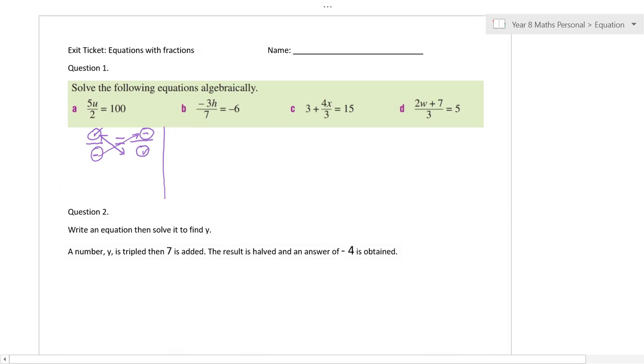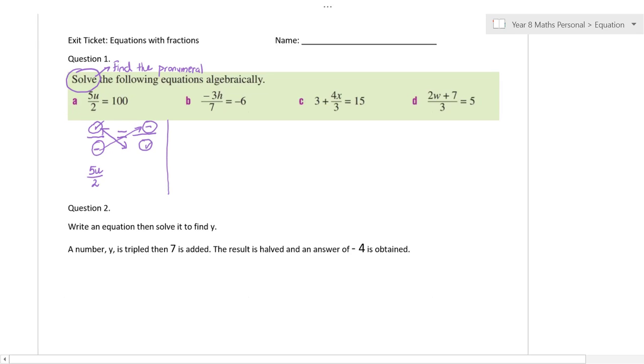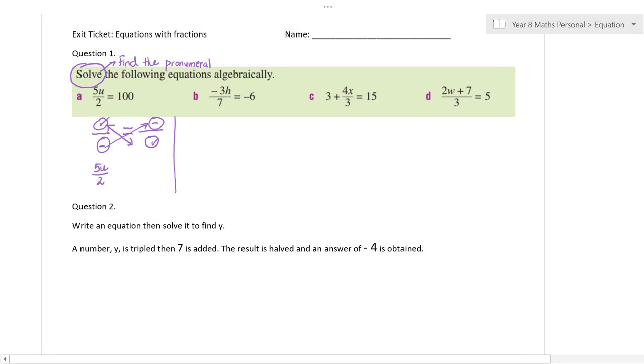Okay, so the first thing is, let's write out what we're going to do. We have 5u over 2 and we're solving. So solving means that we want to find u in this case. We want to find the pronumeral. Not always u because, of course, each question has a different pronumeral. X's, W's, U's, etc.